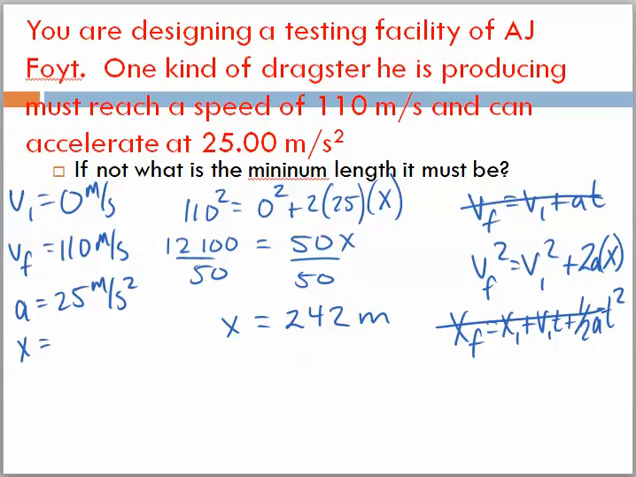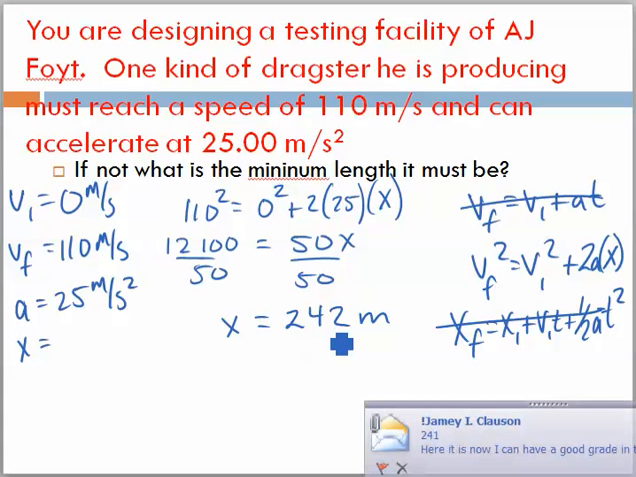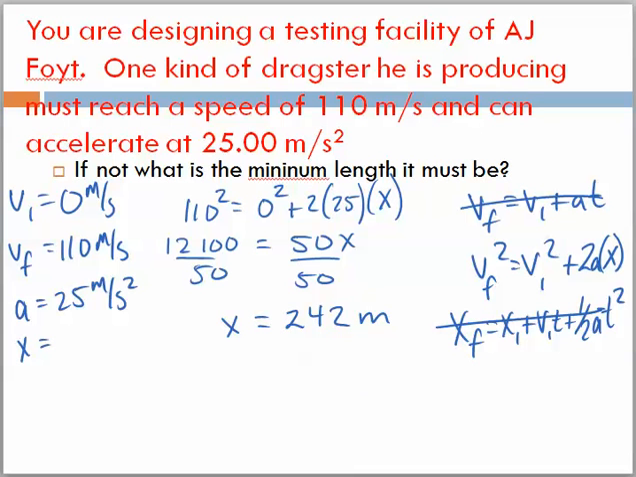Okay, what I've done here is I've gone ahead and worked this out. I squared 110, got 12,100. 2 times 25 gave me 50. So I divided both sides by 50, and I find out that the length of this drag strip has to be 242 meters. So if I want to reach a speed of 110 meters per second, and I can only accelerate at 25 meters per second squared, then what we found out is the length has to be 242 meters for us to get to that speed.